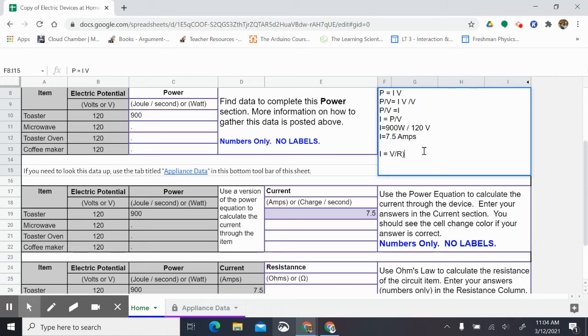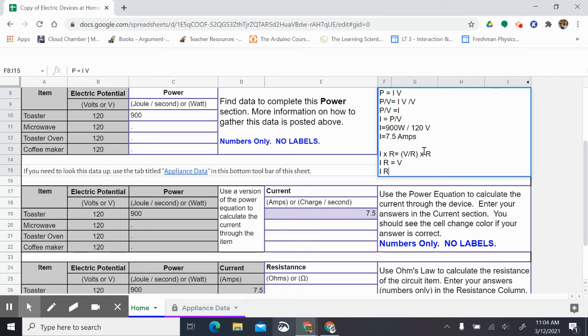So the first thing I need to do is to get resistance out of the denominator. So to do that, I'm going to multiply this side by R. And if I multiply one side by R, I need to multiply both sides by R. If I multiply both sides by R, I get current times resistance equals the potential difference. So we're a step closer to having resistance by itself.